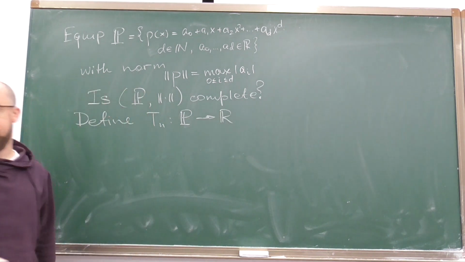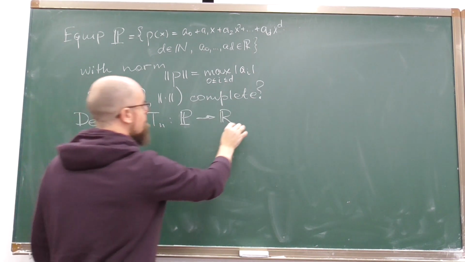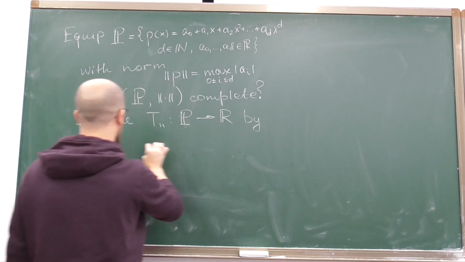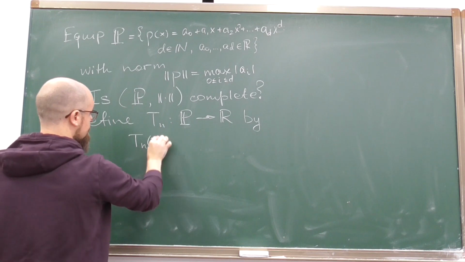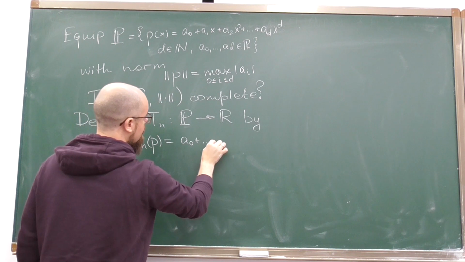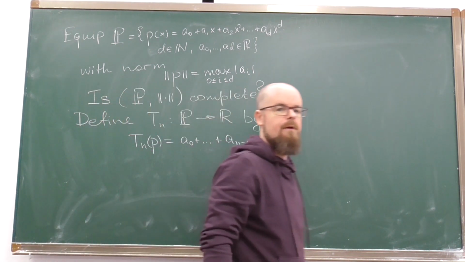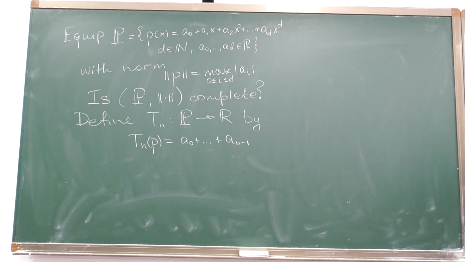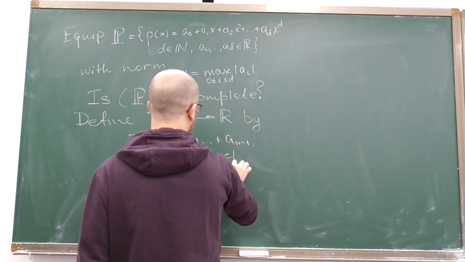Again, instead of operators, we're just considering the functionals. Tn of p equals a0 plus up to an minus 1. So it is the sum of the first n coefficients of a polynomial p.